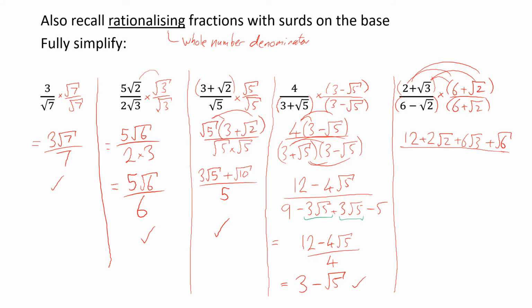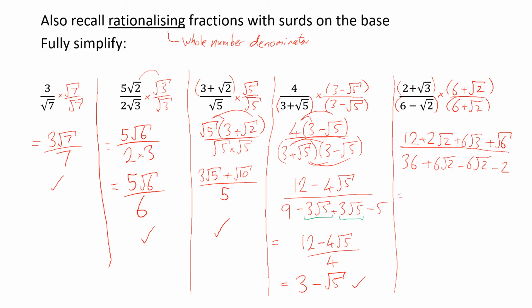Then do the same for the bottom. We could use the shortcut, but we're not going to on this example. 6 times 6 is 36, plus 6 root 2, minus 6 root 2, and then what haven't we times? We haven't times root 2 by root 2. So that'll give us a minus 2 at the end. So let's get rid of all those lines now. So we end up with this interesting collection of surds.